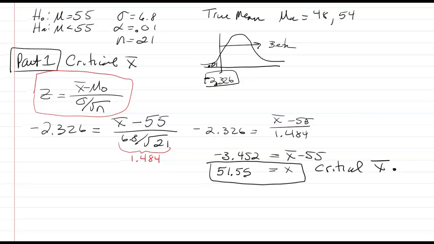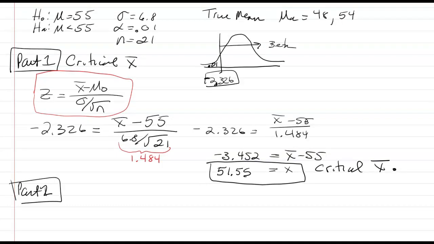All right, so now, part 2. We are actually going to now find beta, and we're going to pick one of the true means. I'm going to start with the one that is further away, for true mean mu sub a equal to 48. And if you recall at the beginning of the video, what did I say?